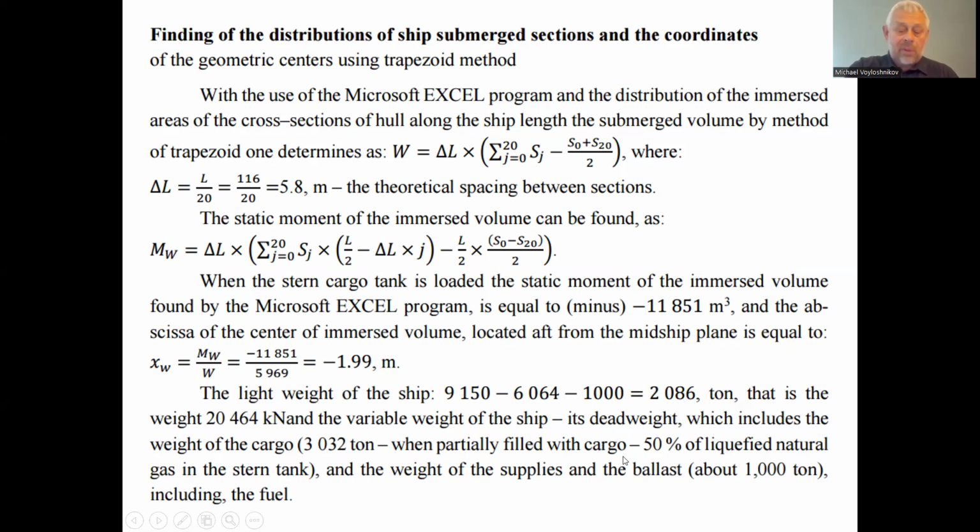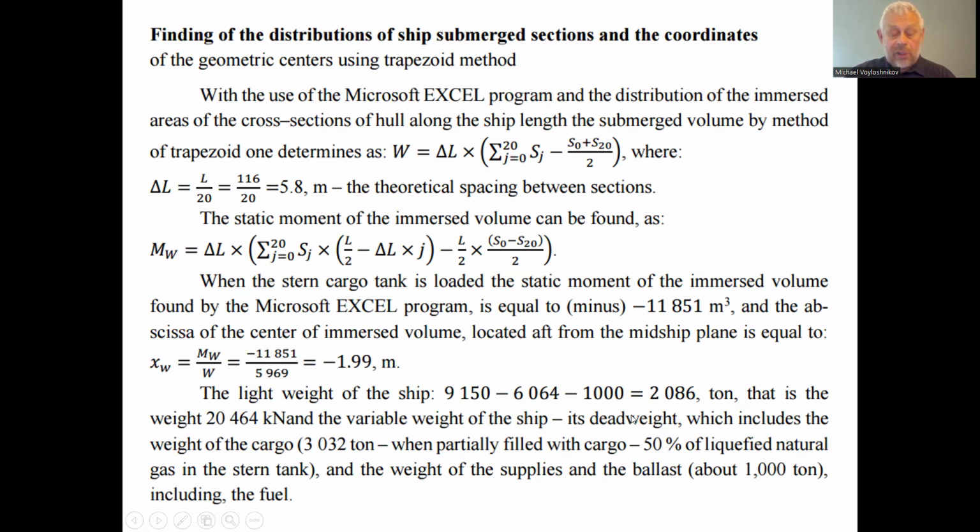That is the weight we can transform using the gravity acceleration 9.81 meter per square second. We can find that it is 20,464 kilonewton, the ship weight, because we have to adopt the dimensions: if it is mass, we say ton or kilo, but if you are talking about the force of the weight, we have to consider as well the gravity acceleration 9.81 meter per square second, and this will be 20,464 kilonewton.